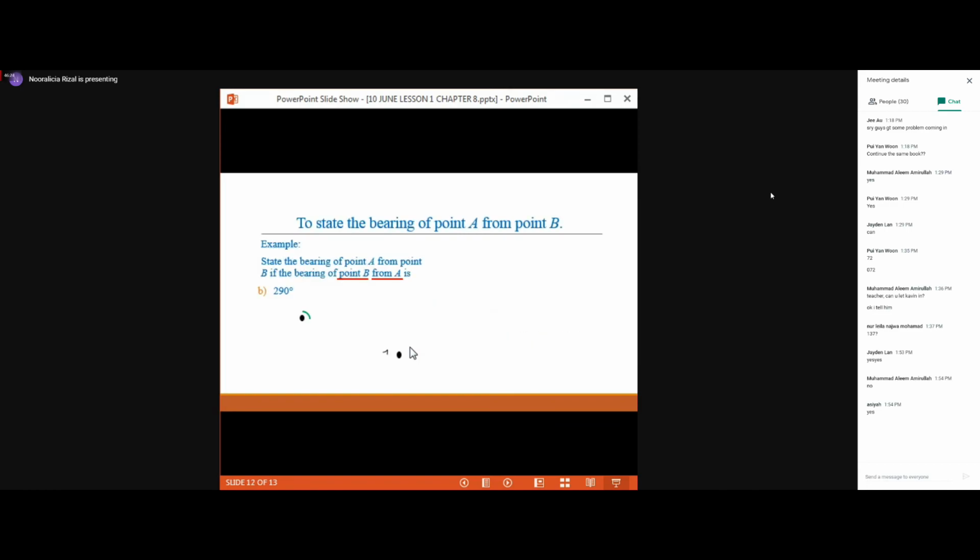Second example, sorry. Question B. Just now was A, the 074. Now B, look here: 290 degrees. Please draw the bearing of point B from A as 290 degrees. I give you a tip: 290 degrees is in your fourth quadrant because it's already more than 270. So remember, you draw a dot, then move clockwise until roughly the fourth quadrant, 290 degrees. Draw your bearing first.